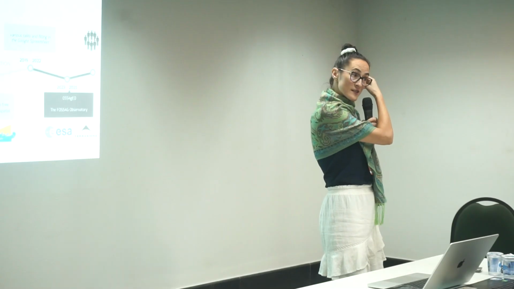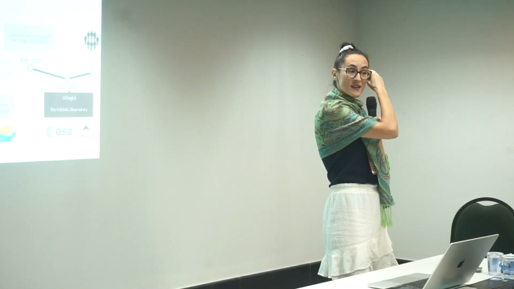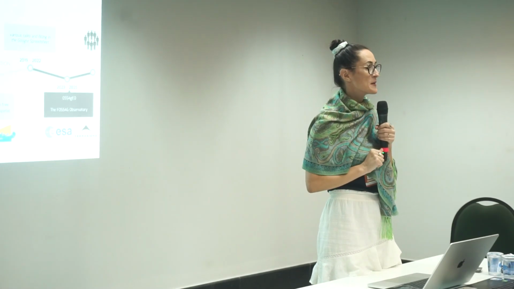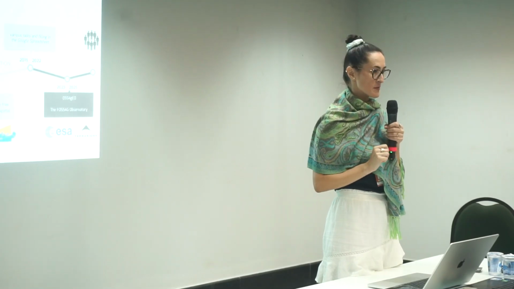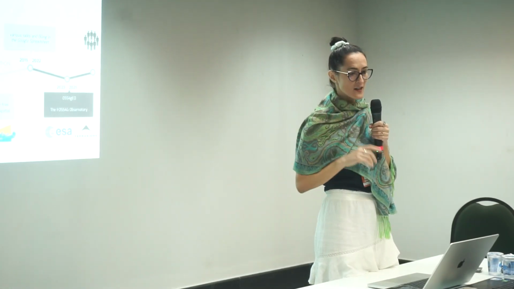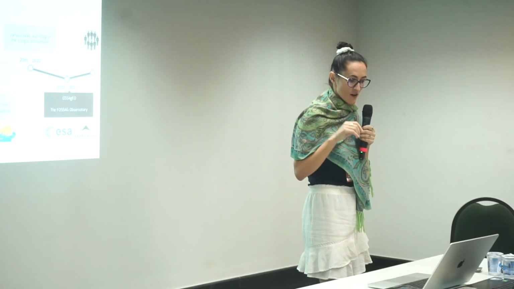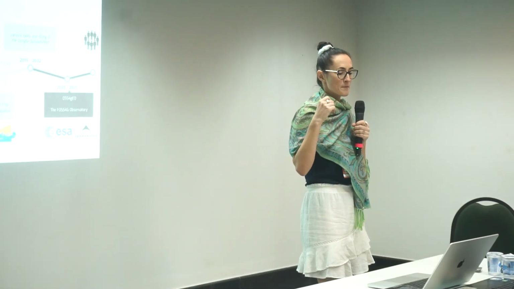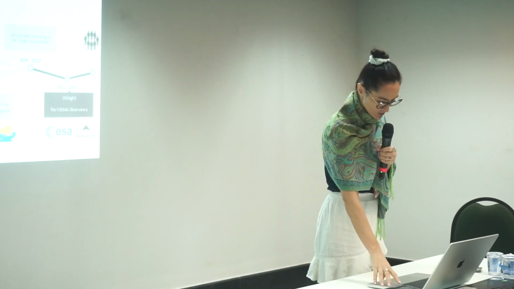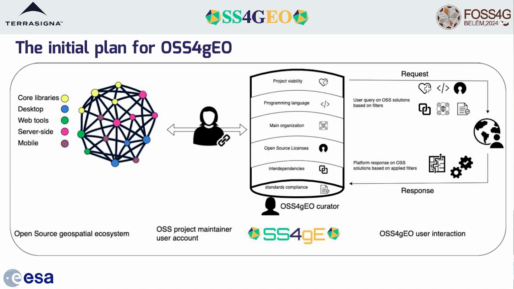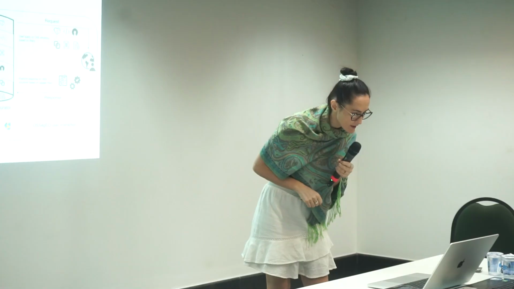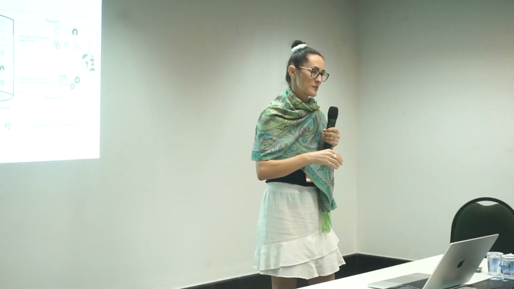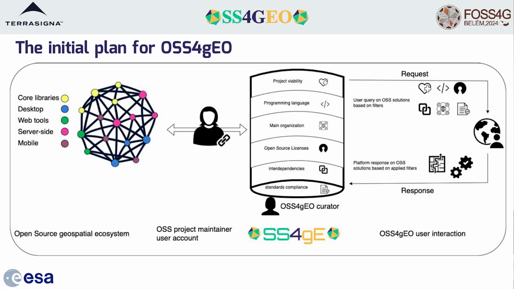And the good thing was that in 2023, ESA said, okay, this might be interesting. Let's see what you can do about it. And we had 12 months of funding to better define this metadata catalog, which we did. This is how the initial plan for the repository looked like. Server side, mobile, desktop, and core libraries. So this is how it looked like.